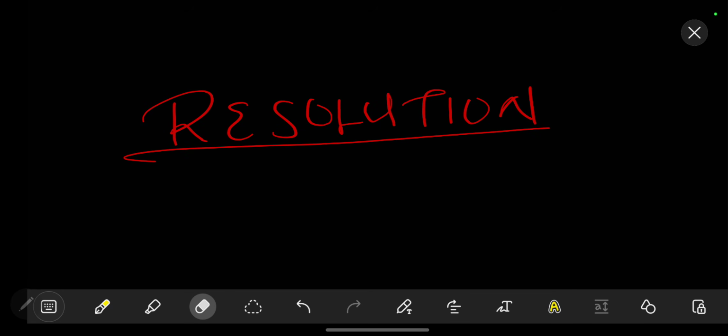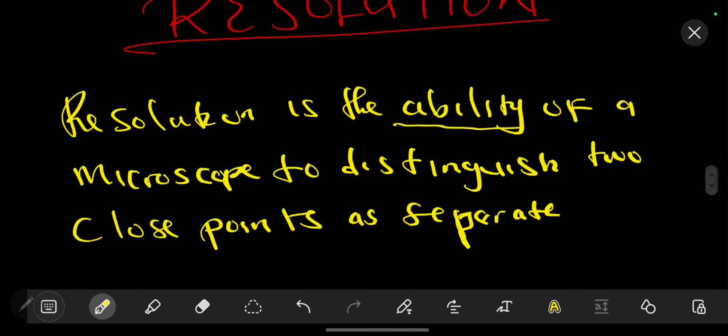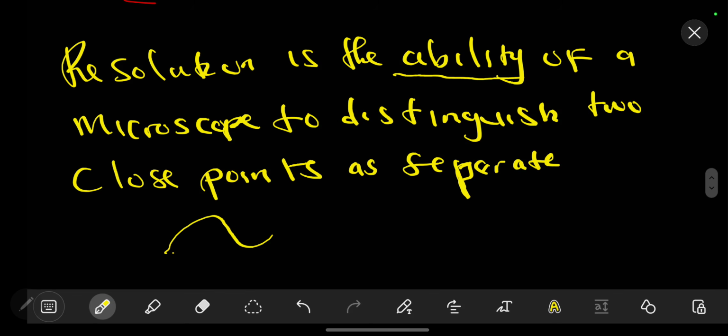So we are looking at the second part of microscopy, which is our resolution. So what is resolution? Resolution is simply defined as the ability of a microscope to be able to distinguish two very close points as separate. So get the difference. Resolution has to do with the ability of the lens to distinguish two very close points as separate. However, when we look at magnification, it is how large. So resolution is more like it determines the clarity.